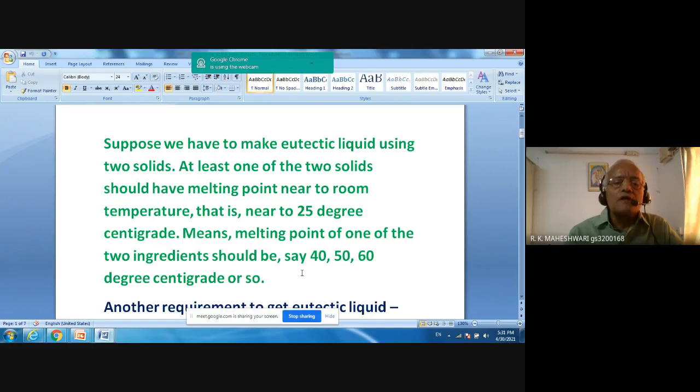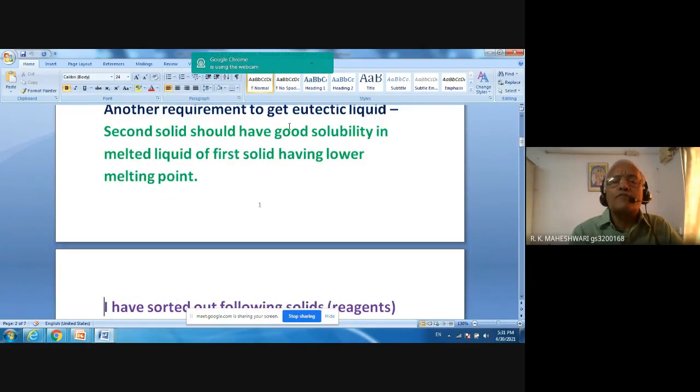Now another requirement to get a eutectic. One requirement was that out of 2 solids, one should have a lower melting point near room temperature. Another requirement: the second solid which you are selecting should have good solubility in the melted liquid of the first solid having the lower melting point. Then only you can make a eutectic liquid.